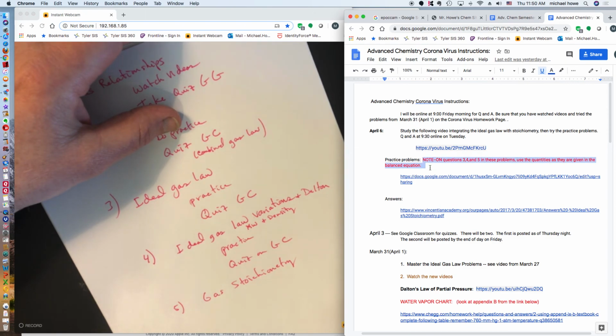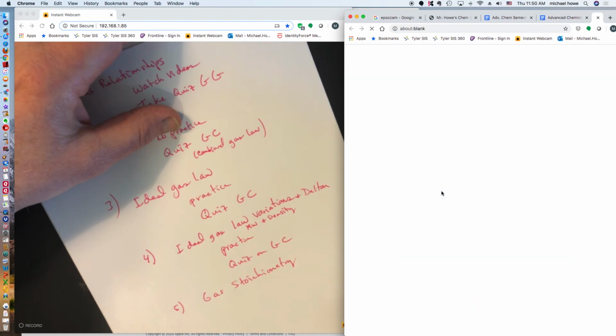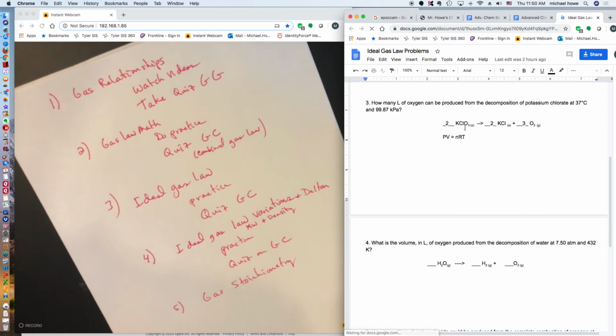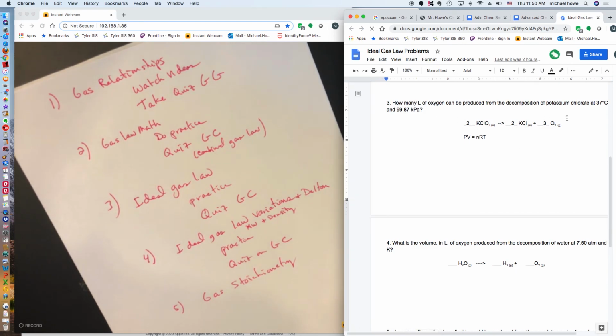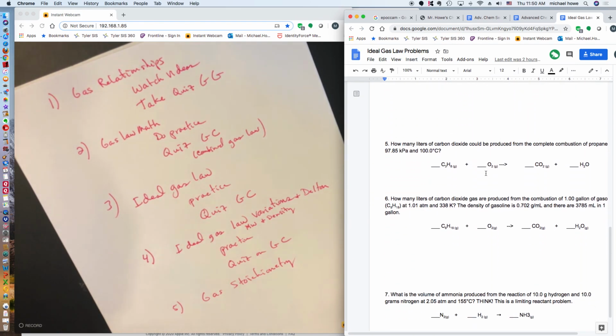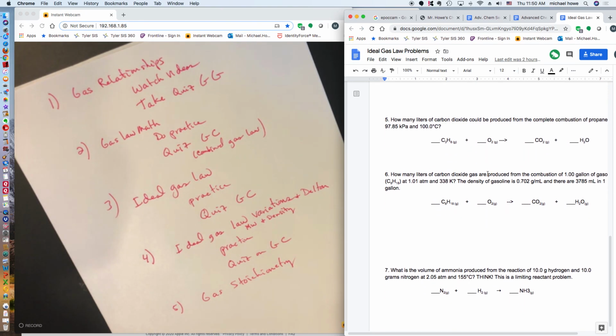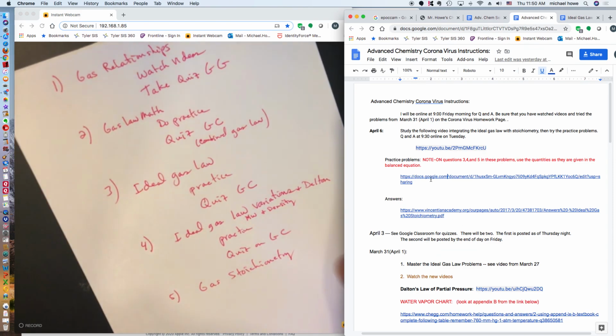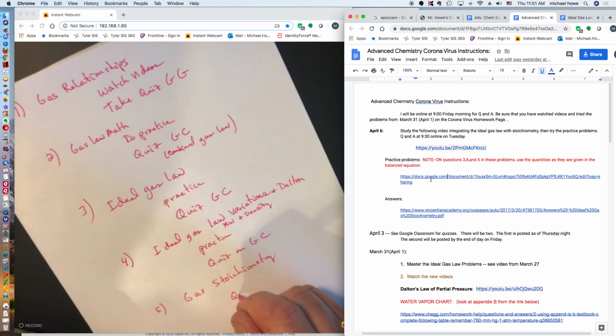Be sure you notice this, that on questions 3, 4, and 5 from these practice problems, you look at number 3 here. Notice there's no quantity given except the balanced chemical equation. So when you balance the equation, you assume you've got 3 moles of oxygen. That's what the person that made this intended for you to use, excuse me, for moles, is 3 moles. All right, and that works. That happens on 3, 4, and 5, and then 6 and 7 give you quantities again. The answers are on a separate link right here. All right, so gas stoichiometry, and that is a quiz coming.